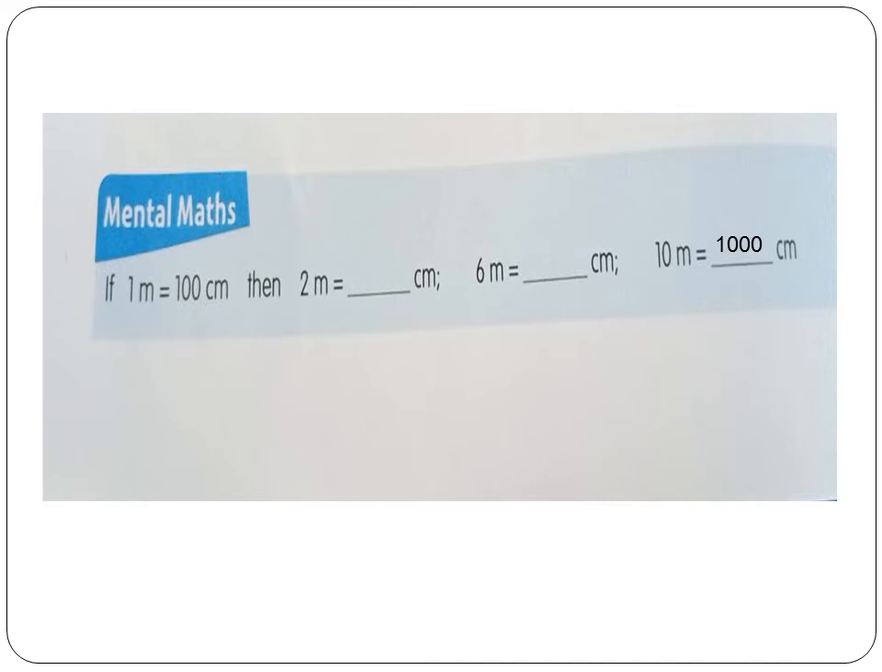Yes, children. Turn to page number 128. We have got mental sums. Shall we try out? Yeah. 1 meter is equal to 100 centimeter. Now tell me, what about 2 meters then? Yeah, it is 200 centimeter. 6 meters is equal to 600 centimeter. 10 meter is equal to 10 into 100. You get 1000 centimeter.